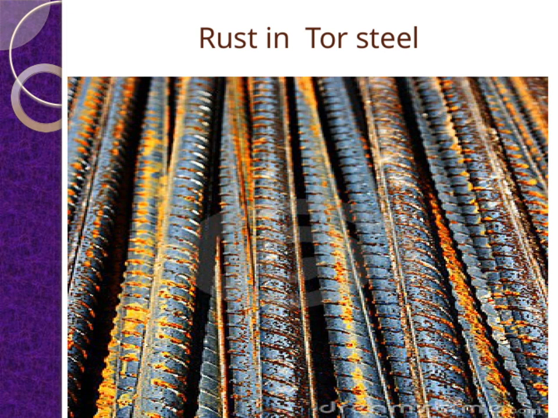As you know, Tor steel is widely used in reinforced concrete structures because of its high tensile strength. However, one of the biggest challenges we face is corrosion, or rust formation, which can significantly compromise the integrity of the structure. Rust occurs when the steel is exposed to moisture and oxygen over time, leading to oxidation. This process not only weakens the steel itself, but also causes expansion, which can crack the surrounding concrete. Understanding the behavior of rust in Tor steel is crucial because it directly impacts the durability and safety of structures.